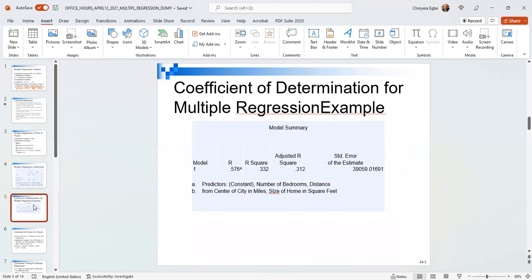Now, when we run our regression, we obtain also the other parameters, which is R square, which is to say, in this particular instance, you can see that 33.2% of the changes in the price of a house are explained by the changes in those independent variables. Okay, so we still have quite a bit to explain, but for now, let's just interpret the R square for what it says.